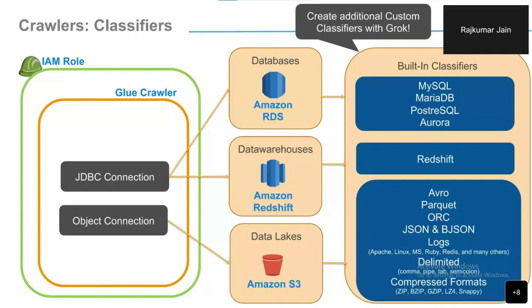We can delimit it with the help of the comma or pipe, because we have CSV. If we have CSV files, then we can delimit by these values. And compressed formats are also supported, where we have zip, bzip, or gzip, or different compressed formats which are available. Those classifiers also support them.